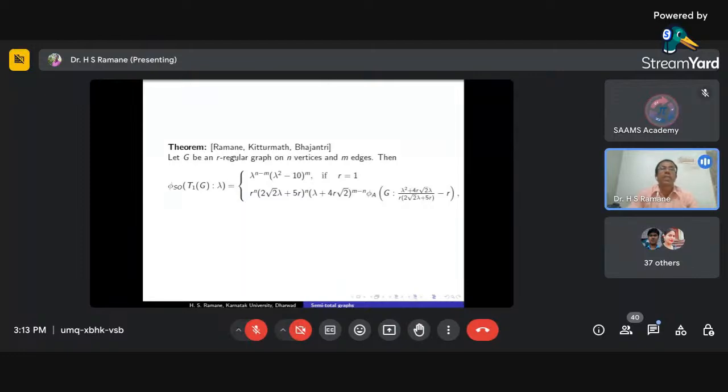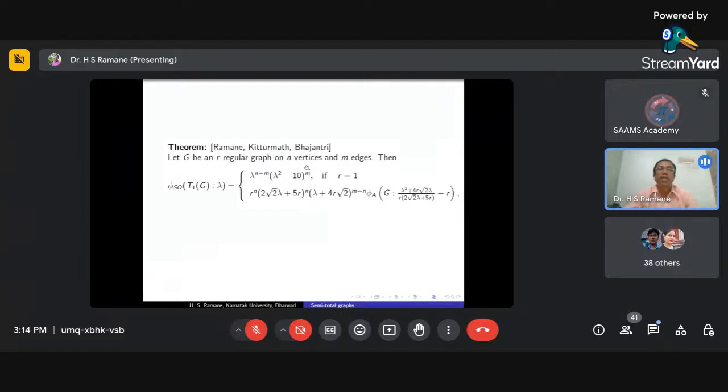So recently we obtained the result for the Sommer polynomial of the semi-total line graph as well as the point graph. Most of the results in this talk are on regular graphs, not for any graph. For any graph, it is not that easy to get the polynomial. So we are restricted to the regular graph.